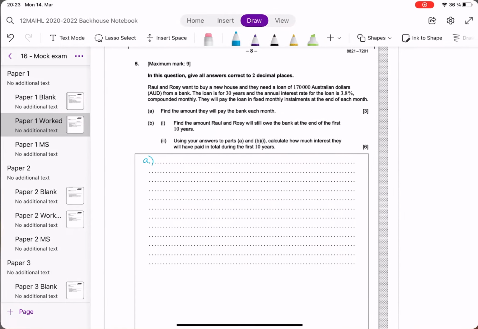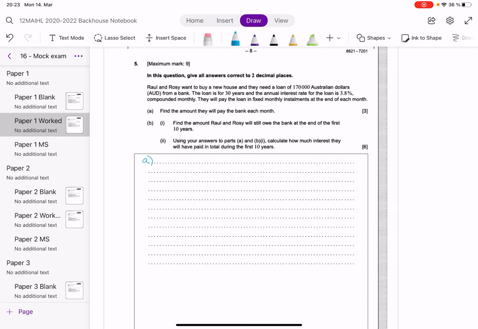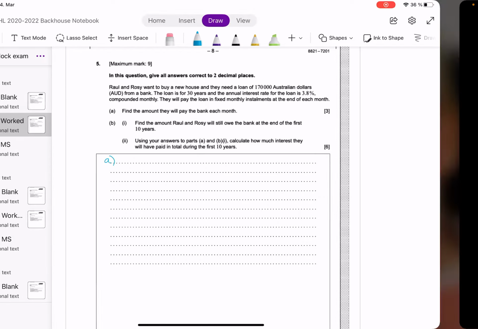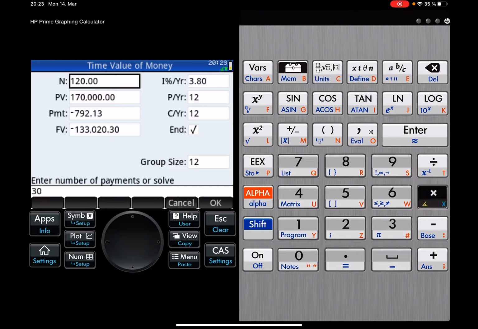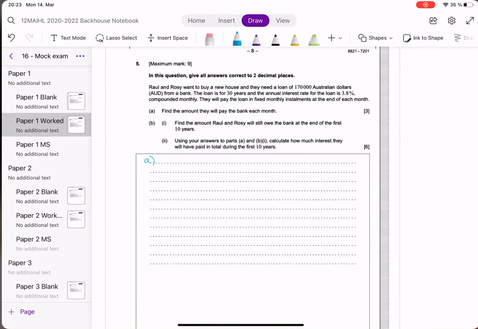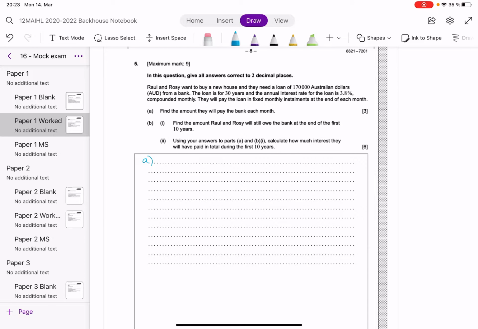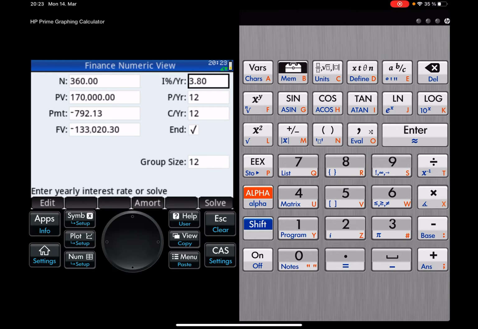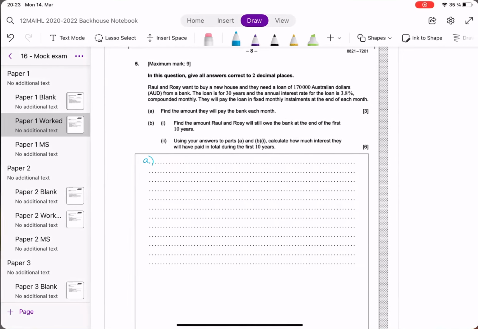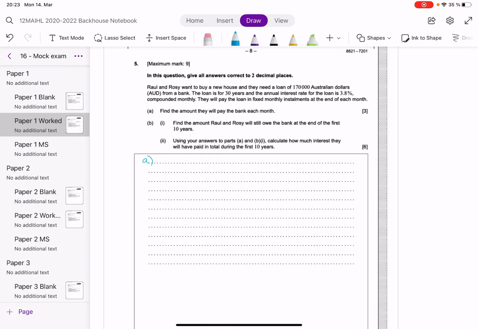Okay, so they have 30 years and it's monthly, so 30 times 12. It's 3.8, yes. They need a loan for $170,000, we've got that. You can see I was partway through here. Okay, the future value is 0. The payment then is $792.13, and we're doing Australian dollars.